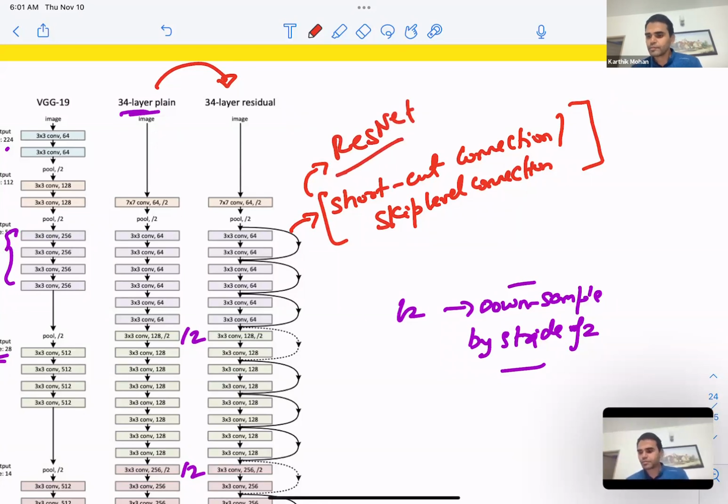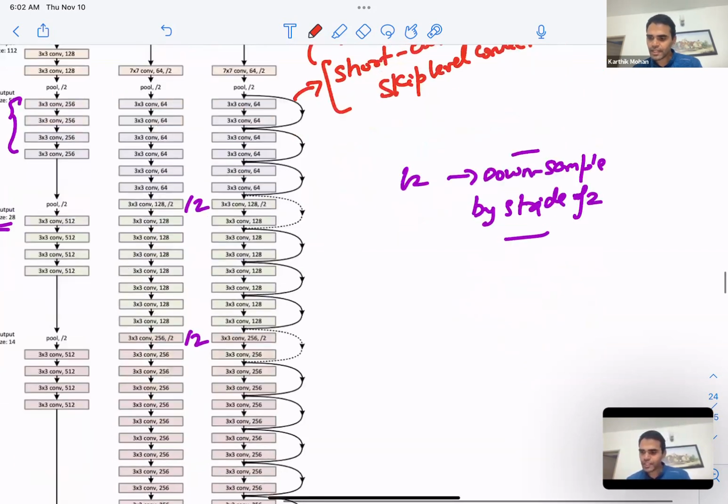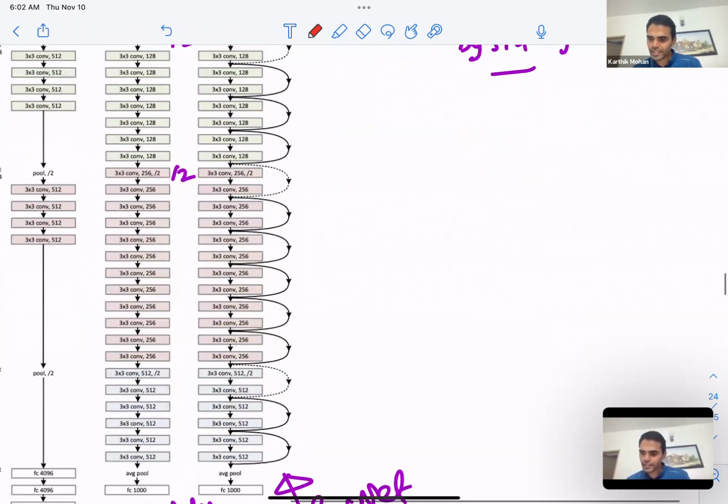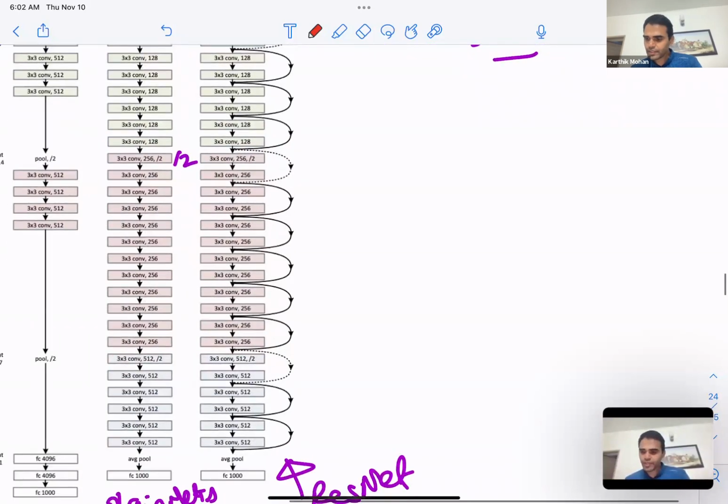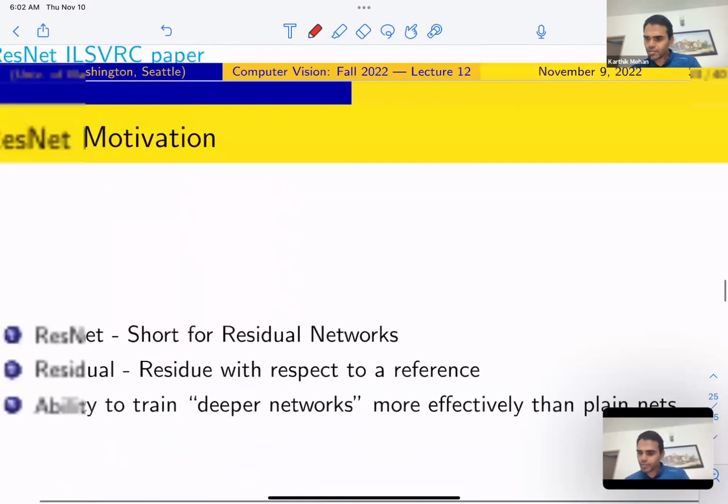Okay, so the difference between this 34-layer plain CNN and the 34-layer residual CNN is essentially the shortcut connection that gets added at many different steps. That's it. This is the only difference, but it is a significant difference that enables you to increase the number of layers without consequences. Right. So we'll talk about this skip connection and what it means. But let's look at some motivation.